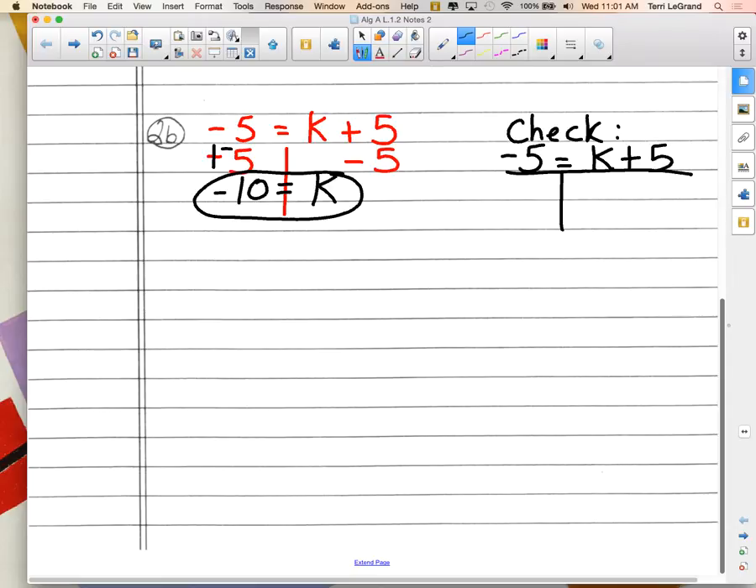And now we do a substitution step, right? So -5, we don't substitute anything for that. We don't substitute anything for the equal sign. We substitute a -10 for the k. We don't substitute anything for the addition sign, and we don't substitute anything for 5. So that's our substitution step. Are we done? No, what do we have to do? We have to finish evaluating. That's what we're doing on this right side. So -10 plus 5.